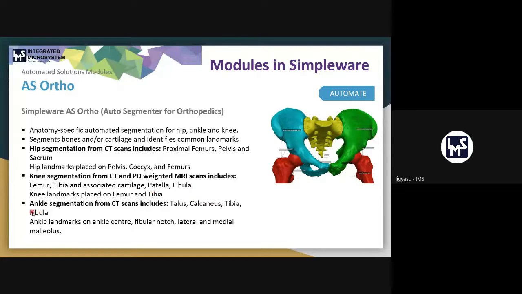And recently, in the last update of this software, we got the ankle CT auto segmenter. We can again use the same machine learning algorithms to automatically segment our talus, tibia, fibula, and calcaneus from the ankle CT scan. We can automatically place landmarks on the ankle center, fibular notch, lateral, and medial malleolus.